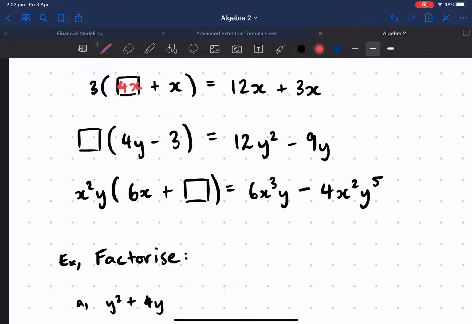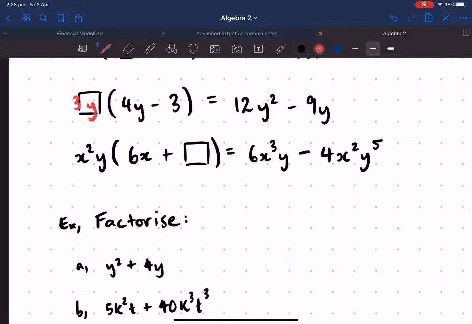Okay. Now for the second one, I'm actually looking for the number out the front. So that's the factor. Now what I'm saying is this number, whatever this factor is, times 4y is going to get me 12y squared. So again, we're going to start with something times 4 gets me 12. That thing must be 3. And now there was only one y here, but I've ended up with y squared. So y times y. So there must have been a y out front as well.